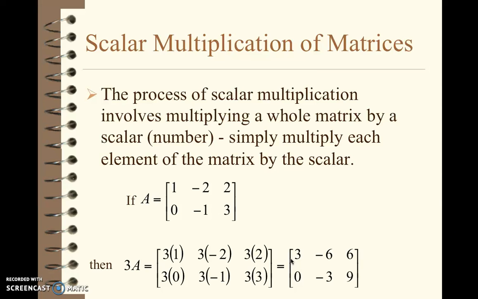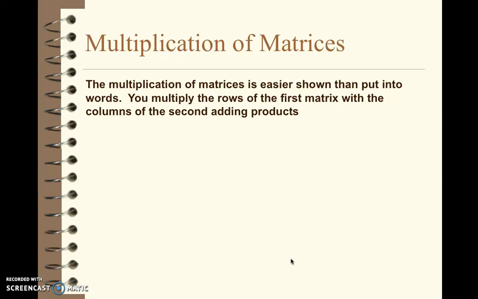Okay, when we start multiplying one matrix with another, that's completely different. So please be aware of that as we move on. When we multiply matrices together, it is relatively easy, but there's a little bit of a trick to it. So we need to multiply the rows of the first matrix with the columns of the second matrix, adding those products together, and I'll show you exactly what we mean.